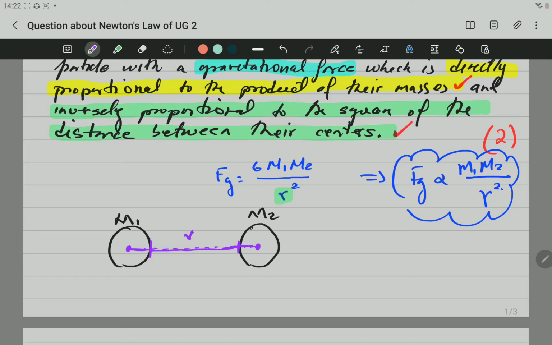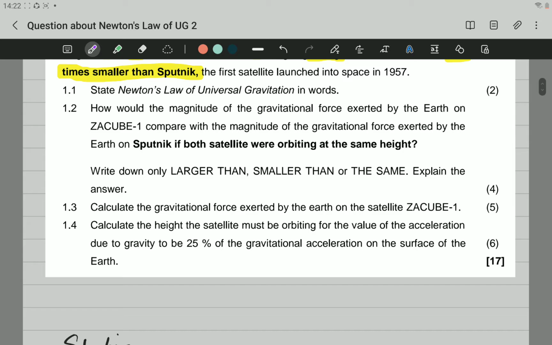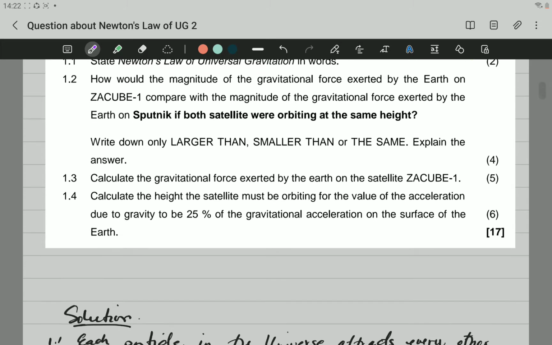All right, so let's go to the next question. This is regarding the law. The next question says, how would the magnitude of the gravitational force exerted by the Earth on Zakube 1 compare with the magnitude of the gravitational force exerted by the Earth on Sputnik if both satellites were orbiting at the same height? Write larger than, smaller than, or the same, and explain your answer.